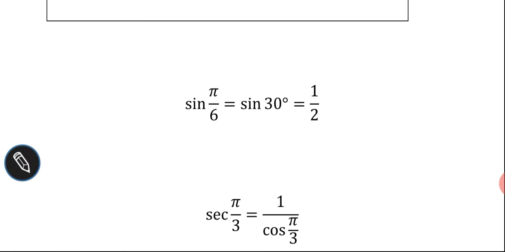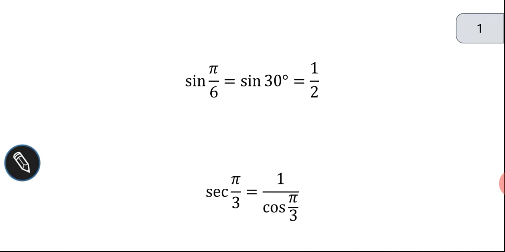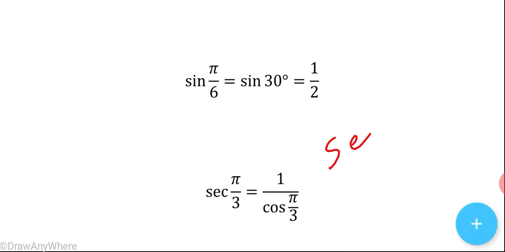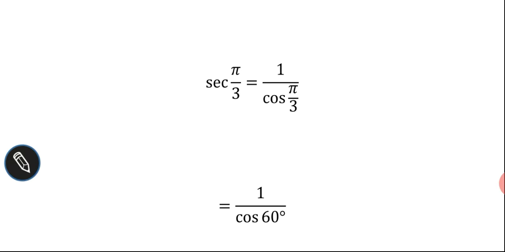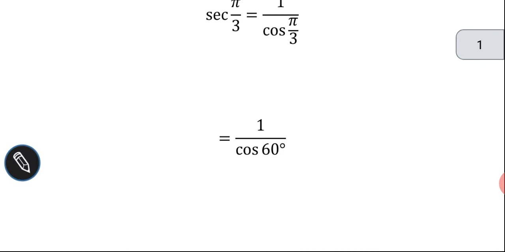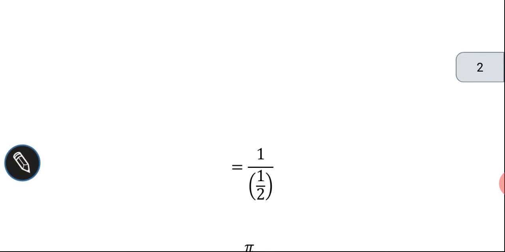Secant pi by 3 is equal to 1 divided by cos pi by 3, since secant theta is equal to 1 by cos theta. So we can write secant pi by 3 is equal to 1 divided by cos pi by 3. Cos pi by 3 can be written as cos 60 degree. Pi is 180, 180 divided by 3 will be equal to 60 degree. So that is equal to 1 divided by cos 60 degree. The value of cos 60 degree is 1 by 2.